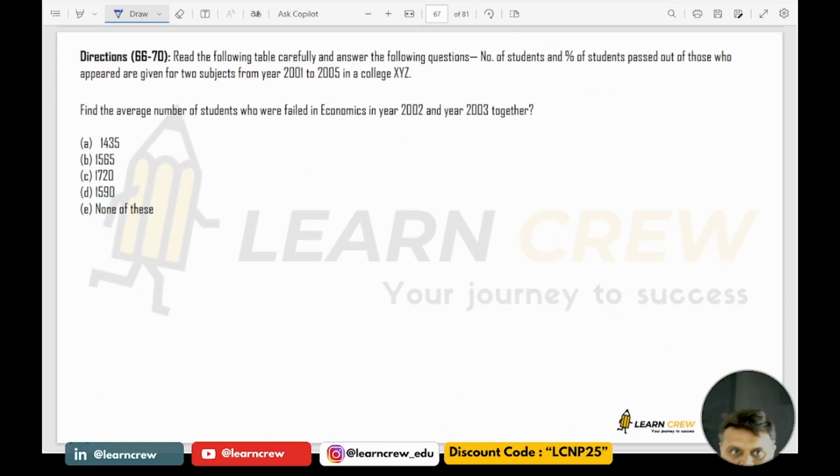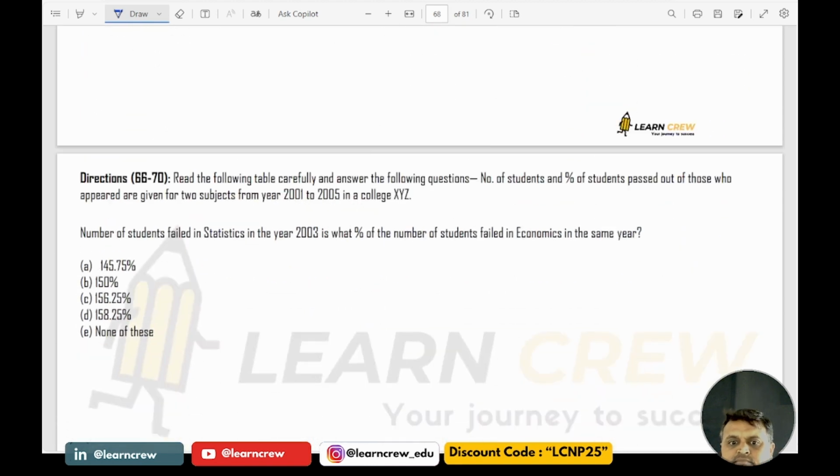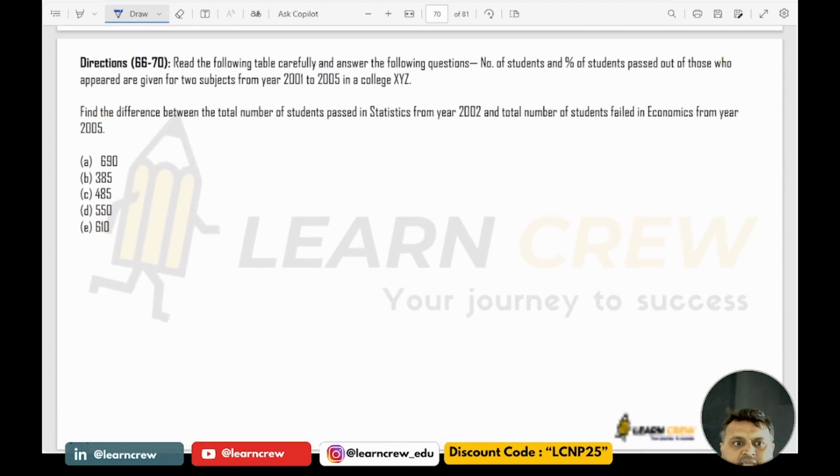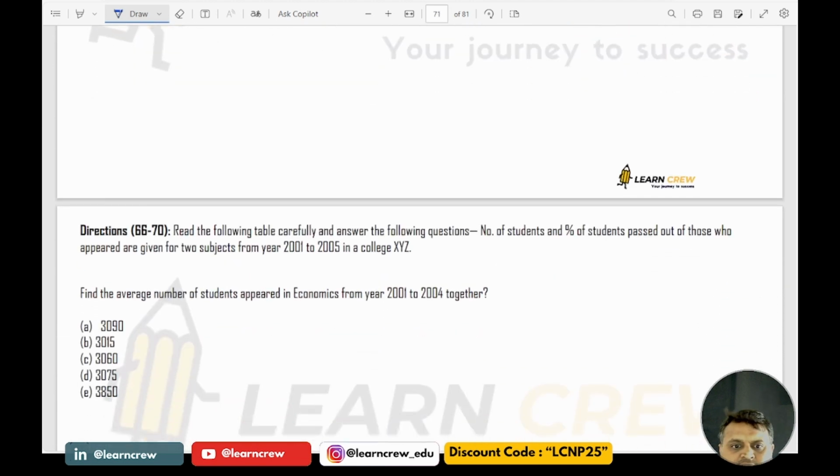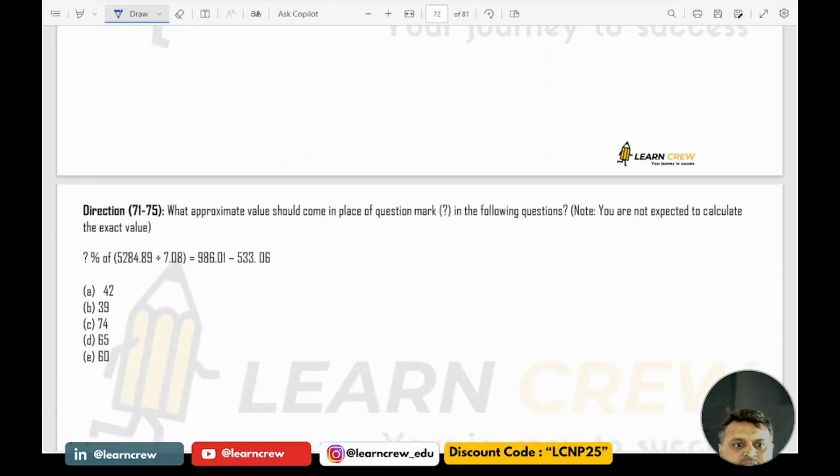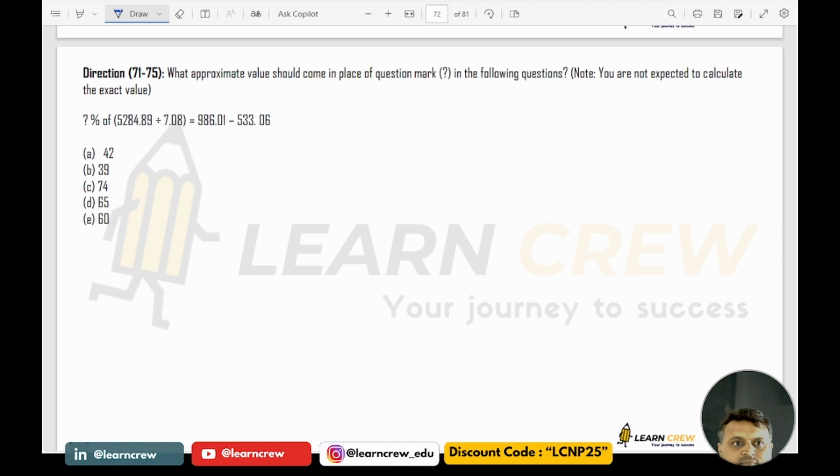Next, find the average number of students who failed. What is given? The table is missing here. So we are just ignoring this because of some mistake in that entry.